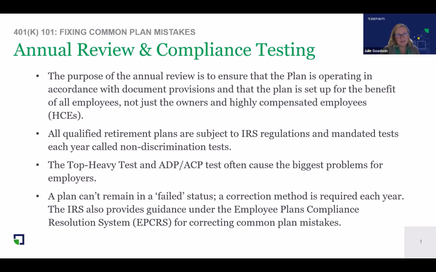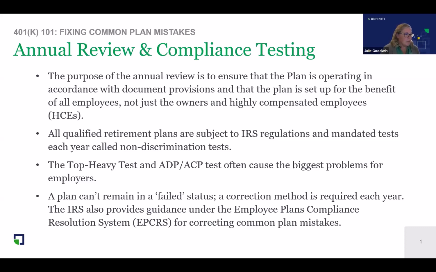Plans can't remain in a failed status. There is a correction method if you fail an ADP test, an ACP test, or a coverage test. Any of the compliance tests, there's always a corrective method that's more or less built in to how plans operate. And then the other type of failures that we're going to talk about are the plan mistakes that occur more frequently. Those fall under the Employee Plans Compliance Resolution System, and that is regulations from the IRS about how to correct them, what procedures to follow, and things of that nature.